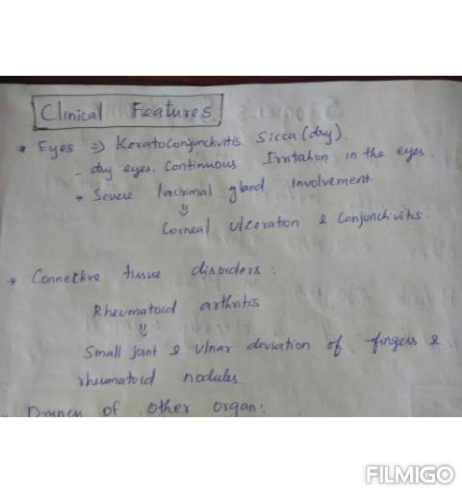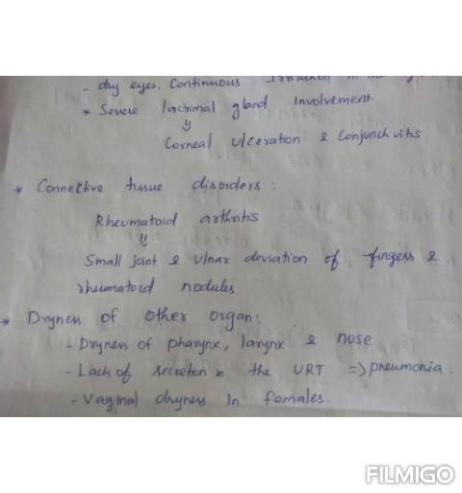Next clinical feature is connective tissue disorder. Patients with secondary Sjogren syndrome usually present with rheumatoid arthritis. Here they have small joint involvement, ulnar deviation of the fingers, and rheumatoid nodules. So these are the clinical features.